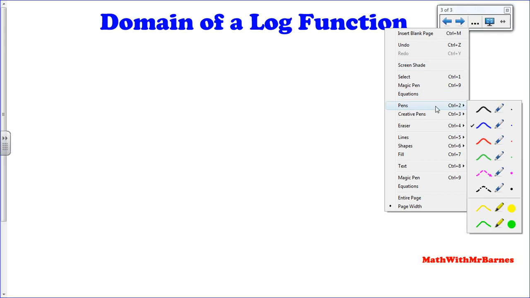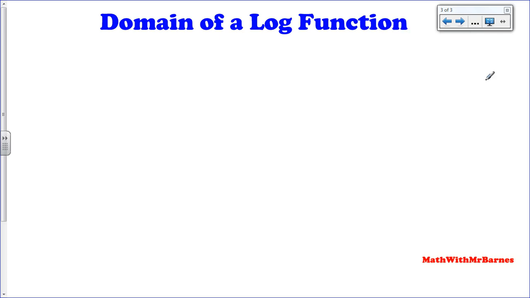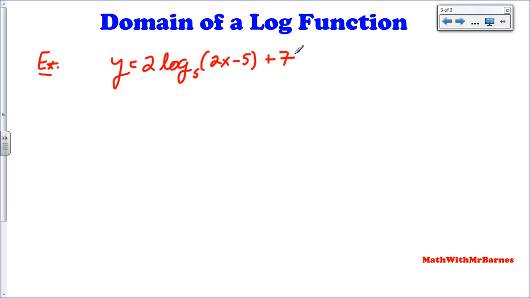Today I'm going to be giving you a math video on finding the domain of a log function. So I'm just going to make up a few examples here, and we're going to find the domain. So let's say I have a log function. It might look like this: 2 log base 5 of (2x minus 5) plus 7. So this is sort of like transformational form.